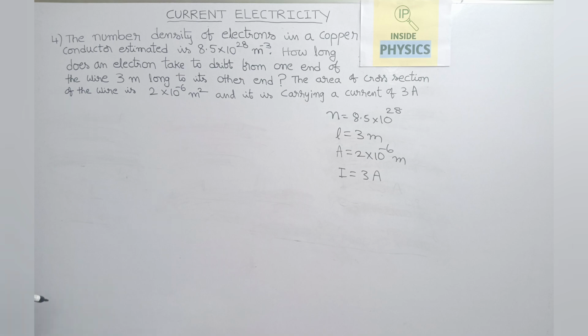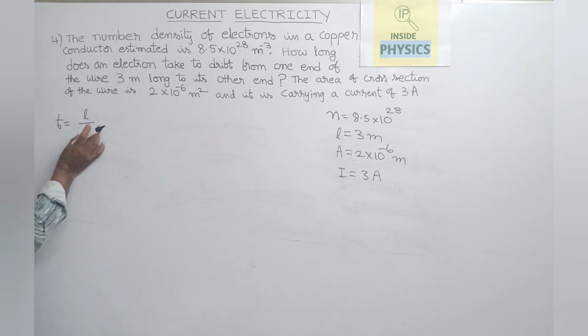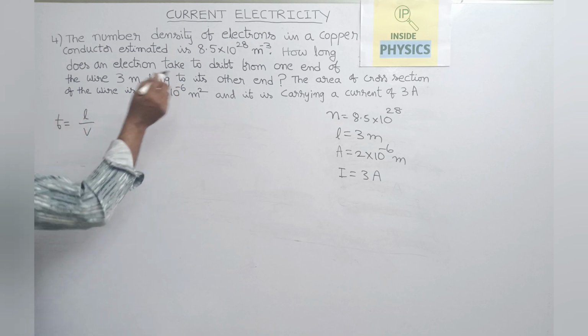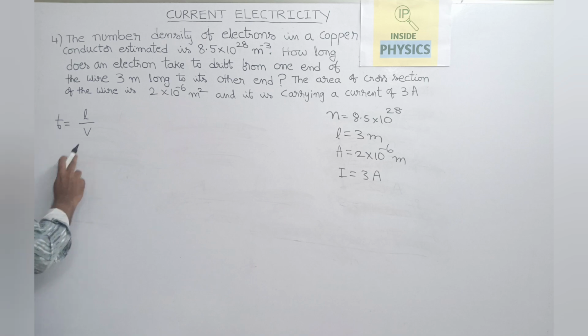So how to calculate the time taken for an electron to move from one end to the other end? We know that time is equal to distance by velocity. We know from the equations of motion, distance, velocity, time have a relation like time taken is equal to distance traveled by velocity. So here, the distance traveled is nothing but one end to the other end of the wire, which is 3 meters, and this V is the velocity of the electron.